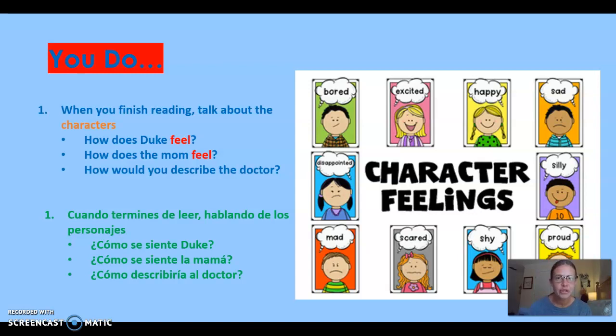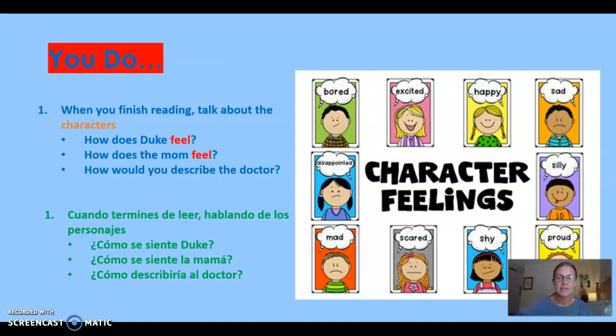Something really fun that you could do is if you're reading this with your mom or your dad or your brother, you could each act as characters. So every time you see Duke saying something, you could have Duke's part. And every time Duke's dad or mom said something, your dad or mom could read that part. So you can act it out and make it sort of a play, so you can really get the idea of how that dialogue is looking.